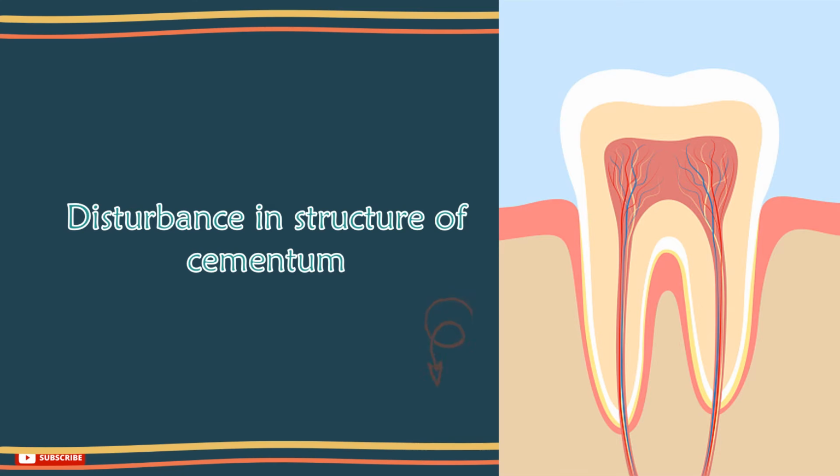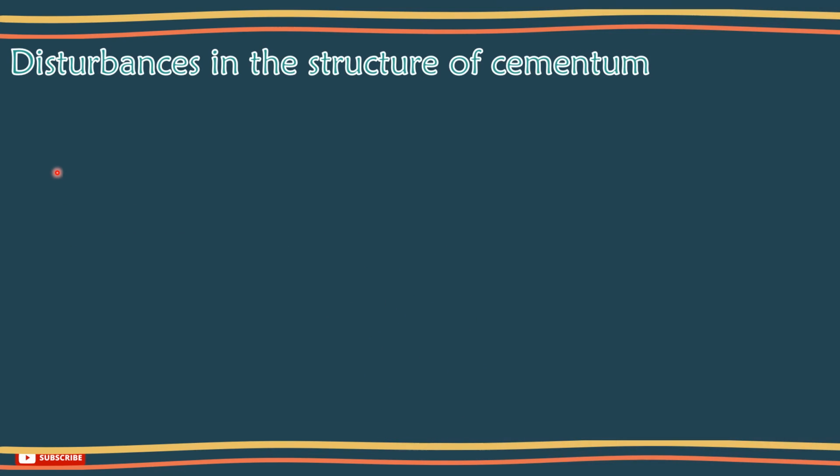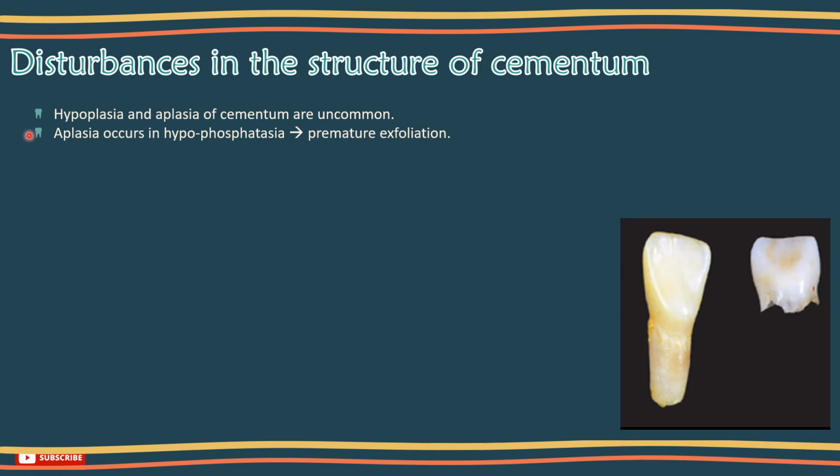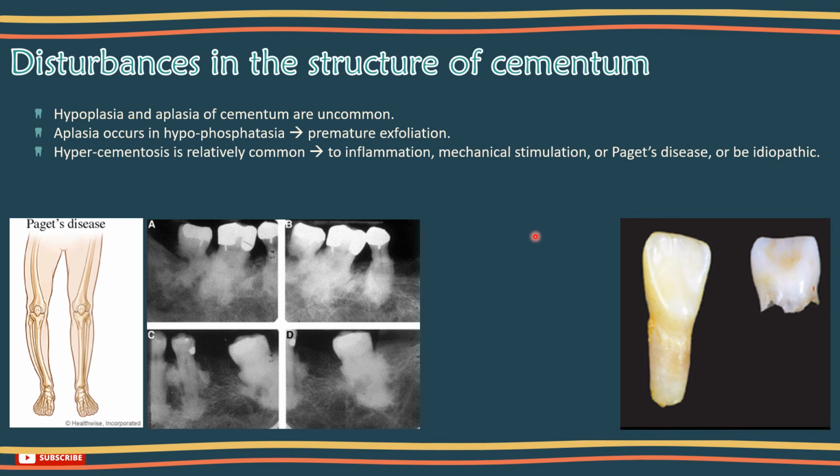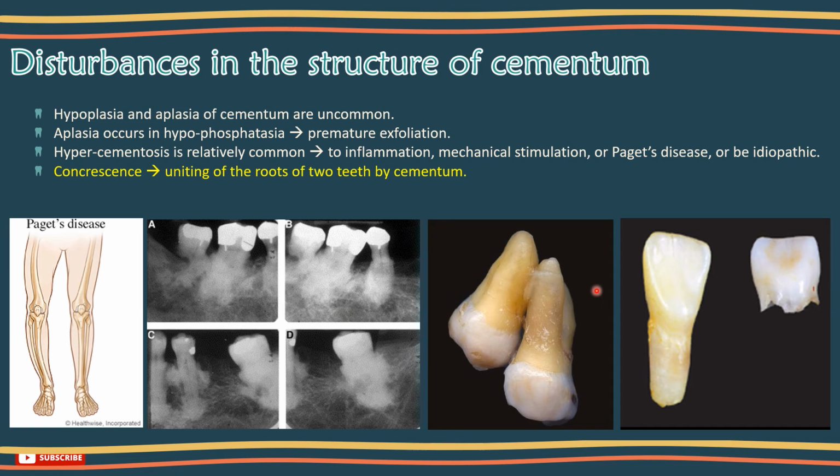Disturbances in structure of cementum. Hypoplasia and aplasia of cementum are uncommon, but aplasia, which is the complete failure of cementum formation, can occur in case of hypophosphatasia and results in premature exfoliation of teeth. Hypercementosis is relatively common and may occur in response to inflammation, mechanical stimulation, or Paget's disease, or can be idiopathic. Concrescence is the uniting of roots of two adjacent teeth by cementum.